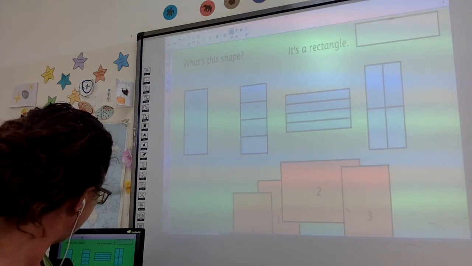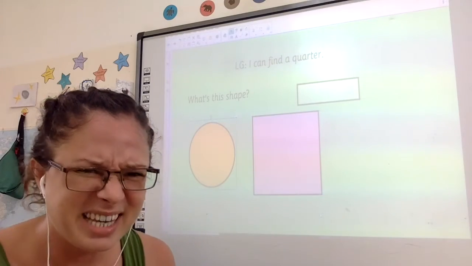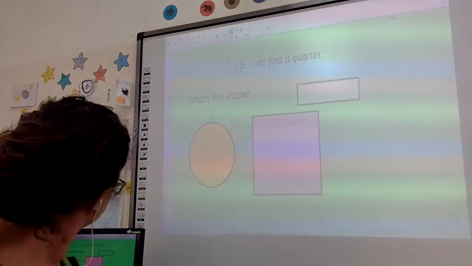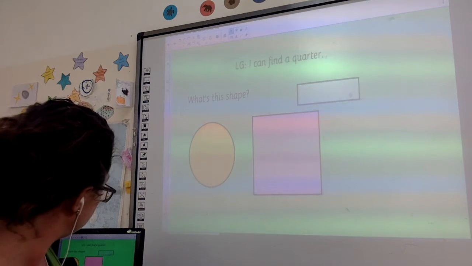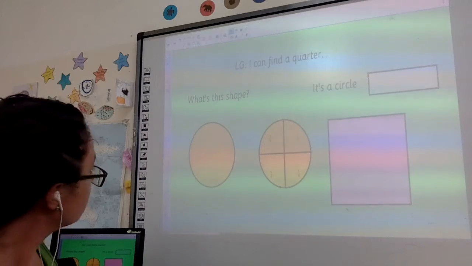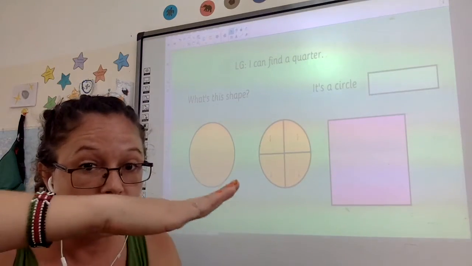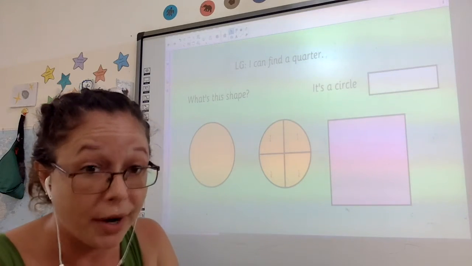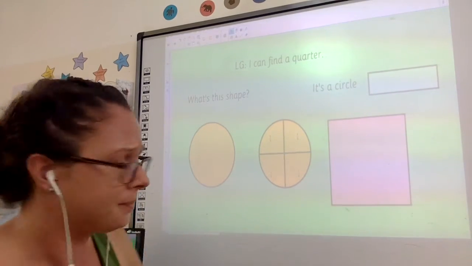Next we have, what's this shape on the left? Yellowy orange one? It's a circle. And how can we split a circle into quarters? We draw one vertical line and one horizontal line. So we have 4 equal parts, 4 quarters. This looks a bit like a pizza, doesn't it?